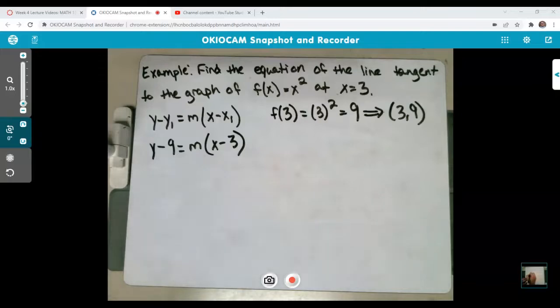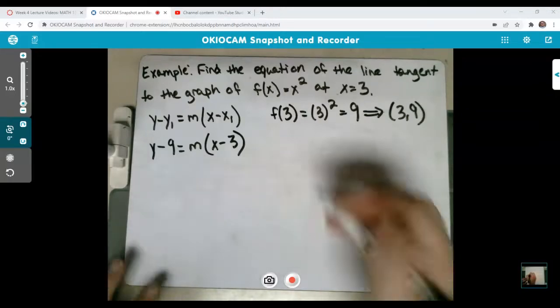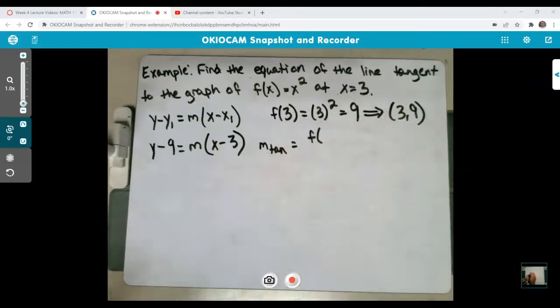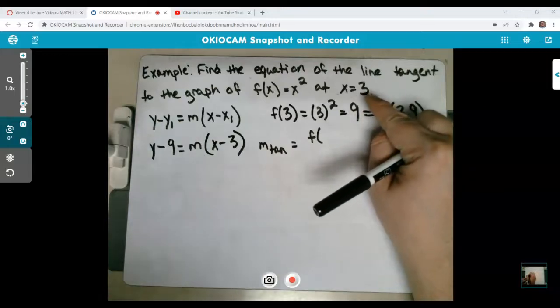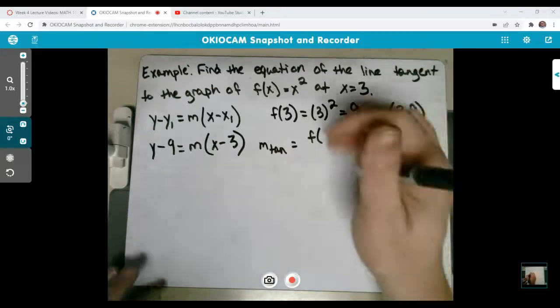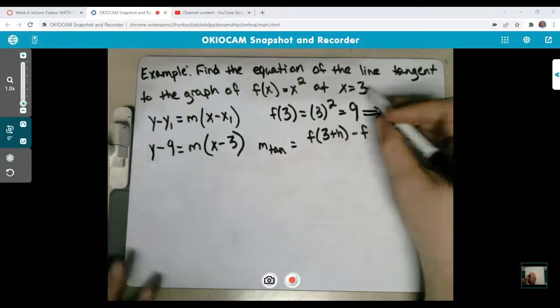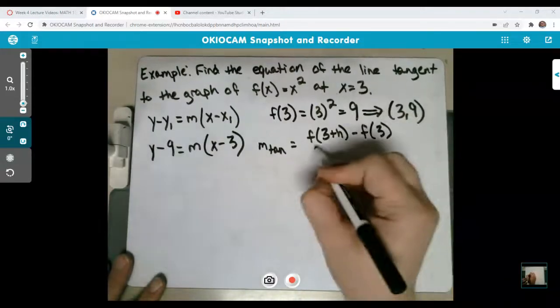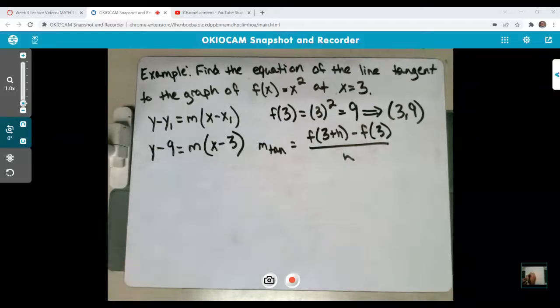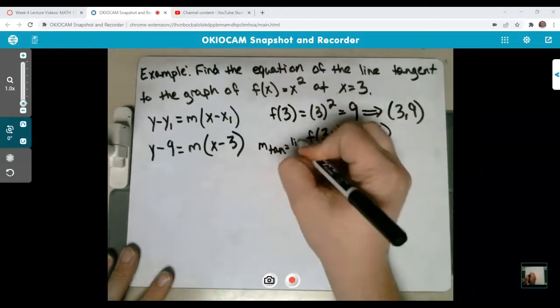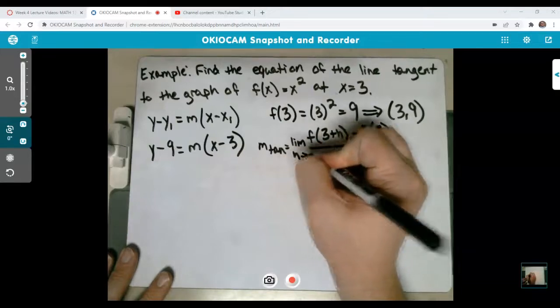Okay. Well, as we have said, to find the slope of a tangent line, we do f of x plus h. Well, for this case, my x is equal to 3. So f of 3 plus h minus f of the x, which we said x is 3, all over h. And so I just have to work this out, and that's the limit, I forgot to write the limit, as h goes to 0 of all of that stuff.